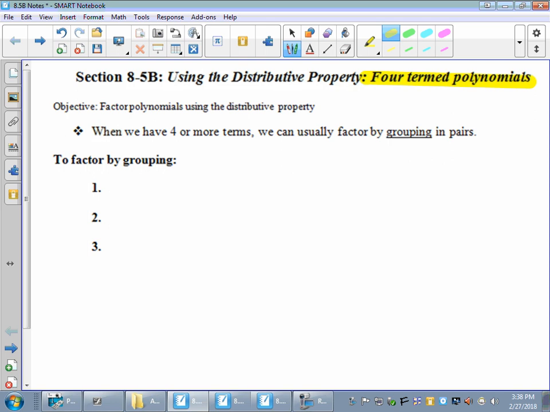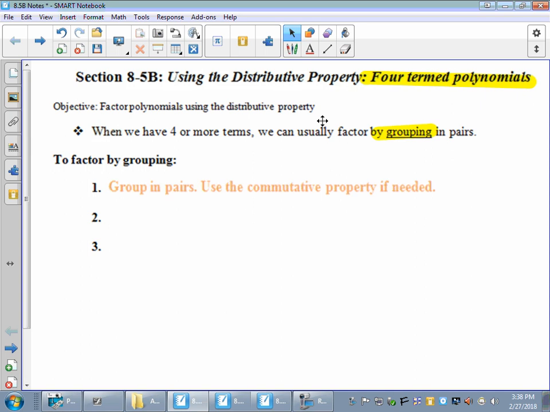When you have 4 terms or more, you can usually factor it by grouping things into pairs. So how do we do this? How do we factor by grouping? Well, wonderful. We have 3 steps for you.